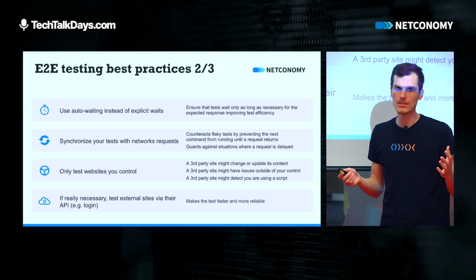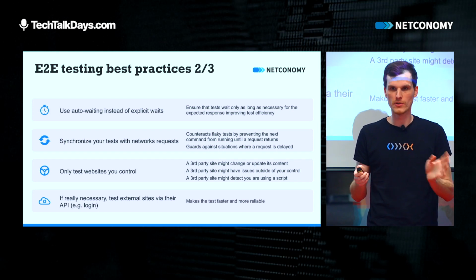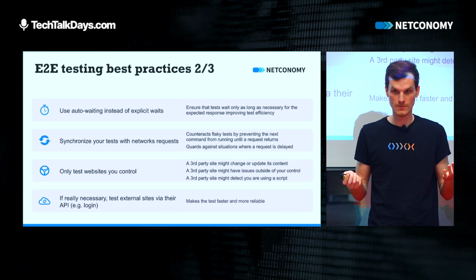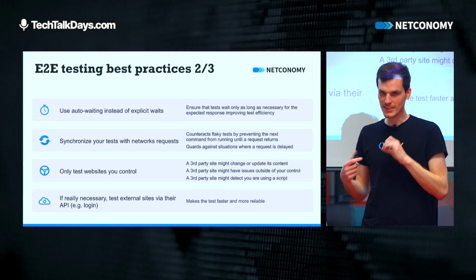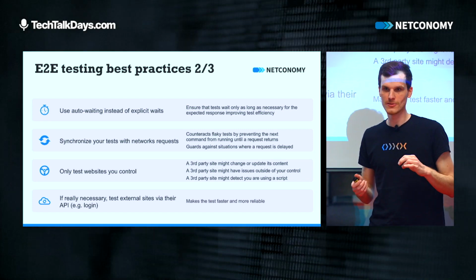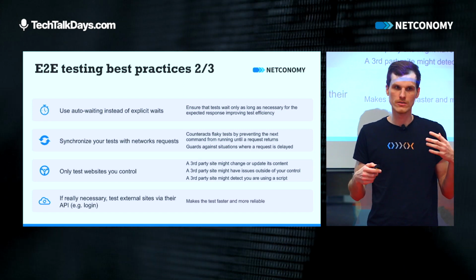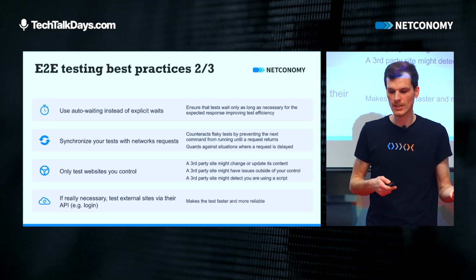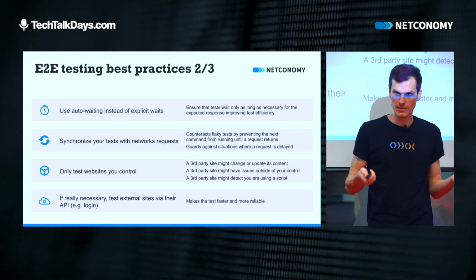And they might even use tools like captchas to prevent you from using the site in an automated test at all. If you really need to test an external service, use its API. For instance, you might need this for a login. This makes the test faster and more reliable.